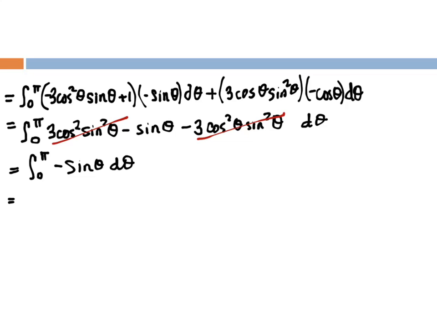So what's the antiderivative of negative sine of theta? Cosine of theta, which we'll evaluate at pi and 0. What's cosine of pi? Negative 1, minus cosine of 0, which is 1, for a grand total of negative 2.